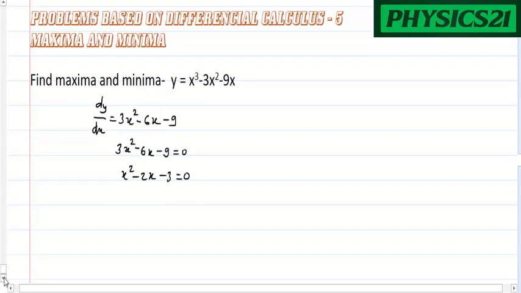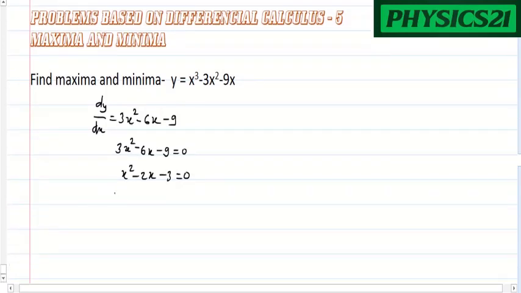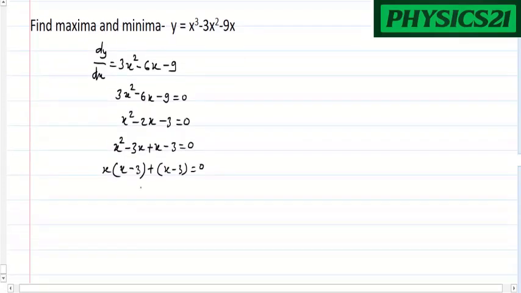Now solve this equation by splitting the middle term. As we split the middle term, we get x squared minus 3x plus x minus 3 is equal to 0. Now x can be taken as common. So here x(x minus 3) plus 1(x minus 3) equals 0. Next step, (x plus 1)(x minus 3) equals 0.